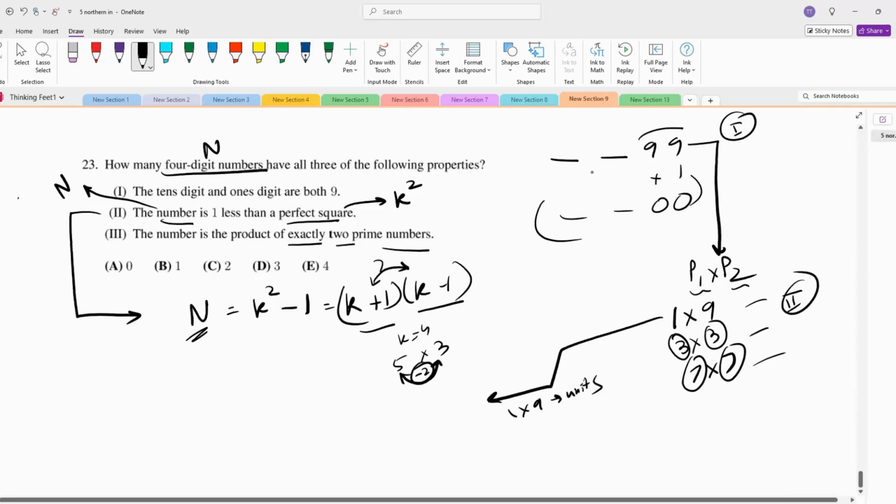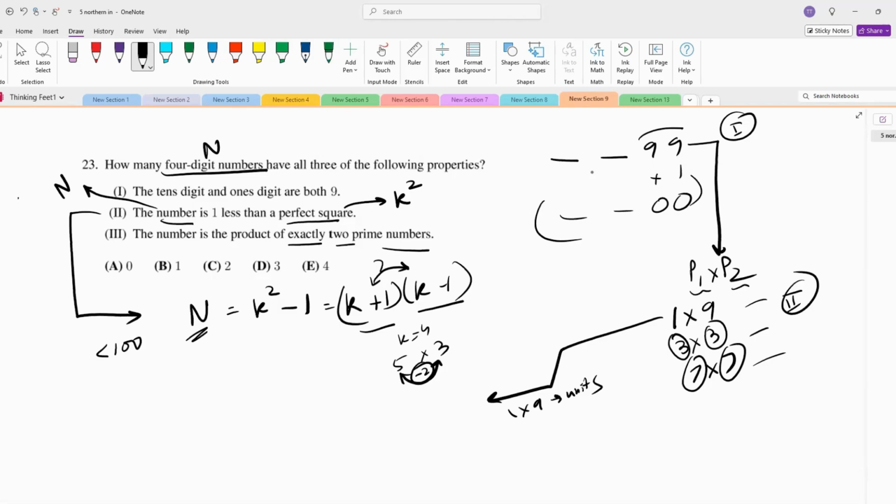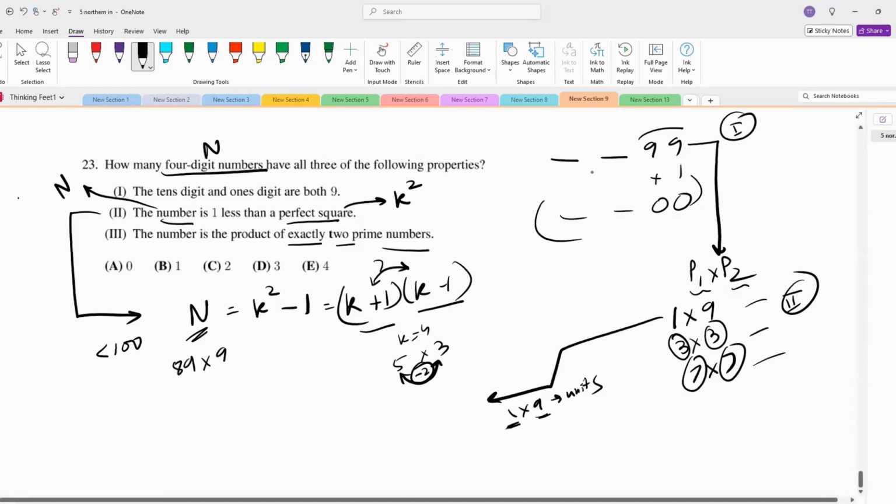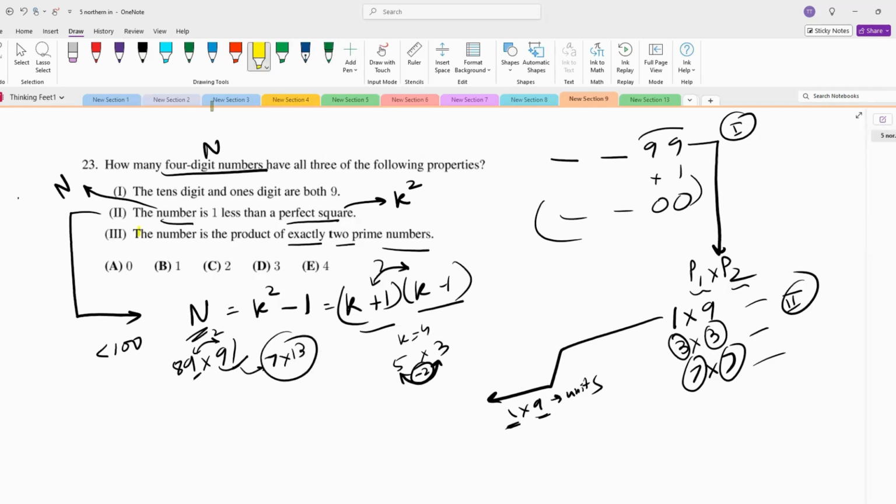Now all I need to see is which combinations make sense, because it's a 4-digit number, so it has to be less than 100. The numbers have to be less than 100, right? So one example that could work, where I have 2 numbers differing by 2 and ending in 1 and 9, is 89 times 91, right? It ends in 1, it ends in 9, and they differ by 2. But this won't work because I know that 91 is not a prime number. That's 7 times 13, right? I need it to be a product of exactly 2 prime numbers. So I know that won't work.